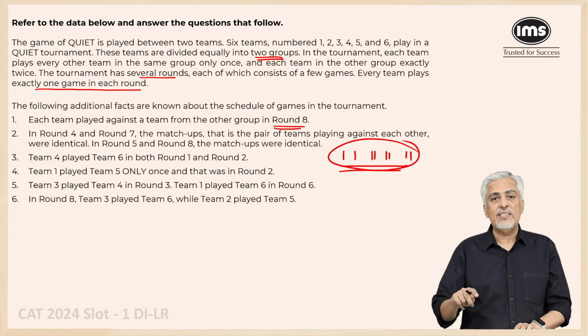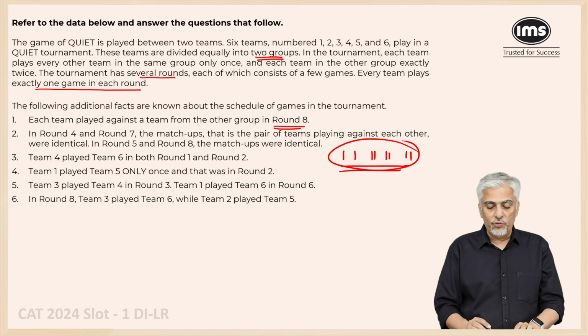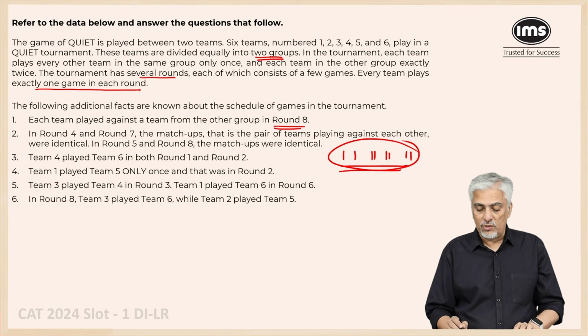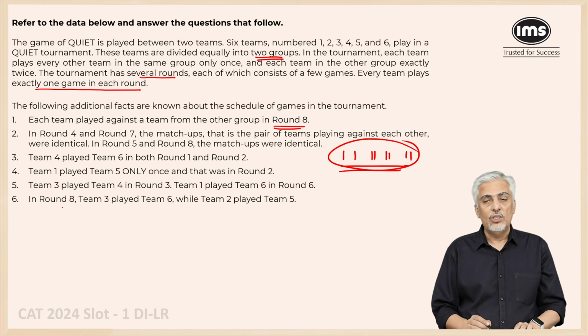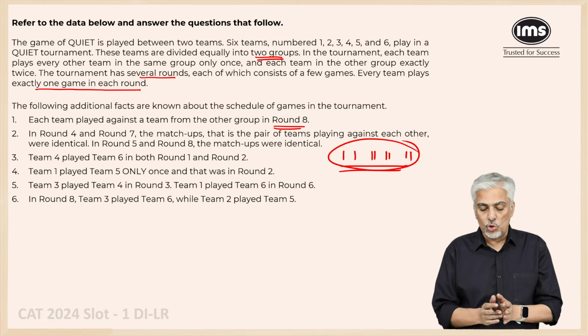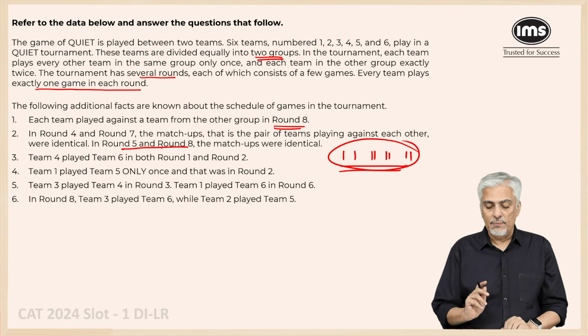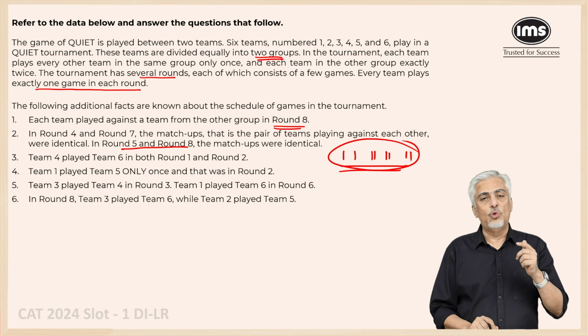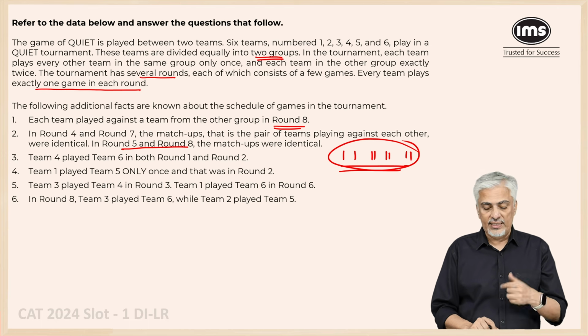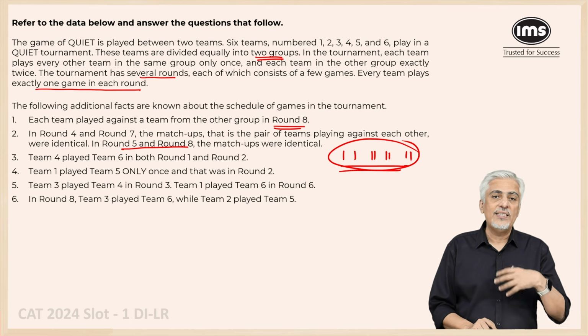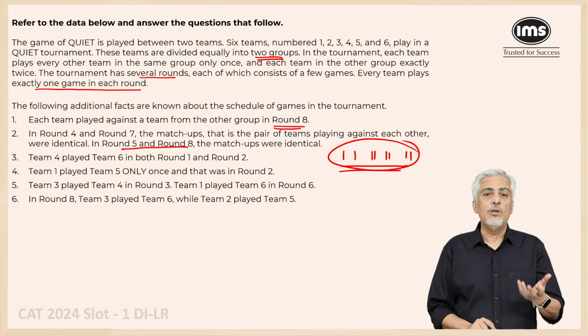So, round 8 is always about other groups. Round 4 and round 7, the matchups, that is the pair of teams playing against each other, were identical. So round 4 and round 7 were identical and so were round 5 and round 8. And for something to be identical, they have to play the other team only, the other group, because otherwise you can't play that team 2 times.